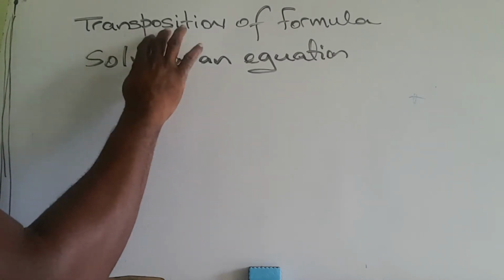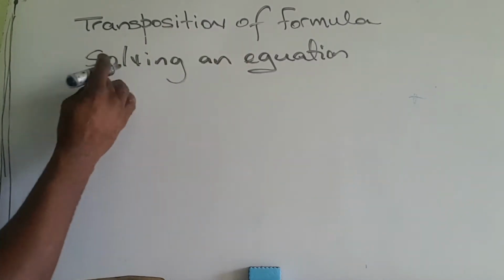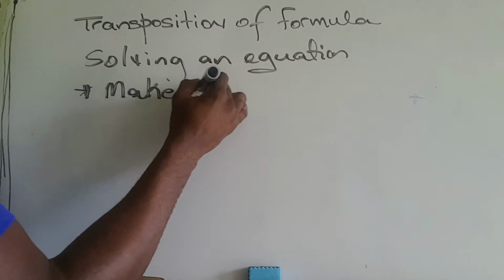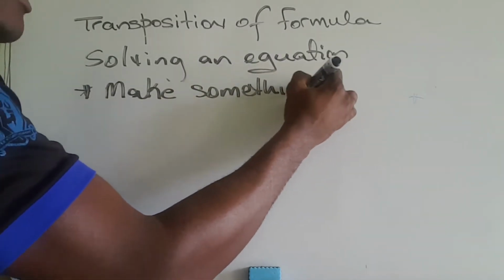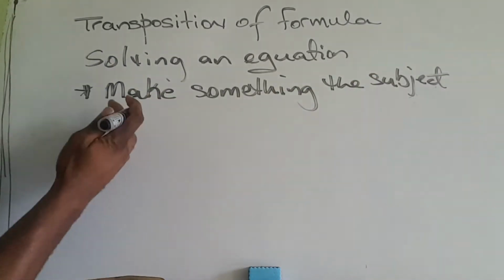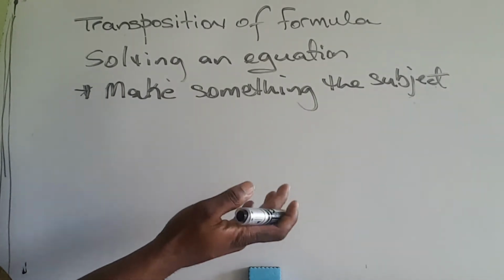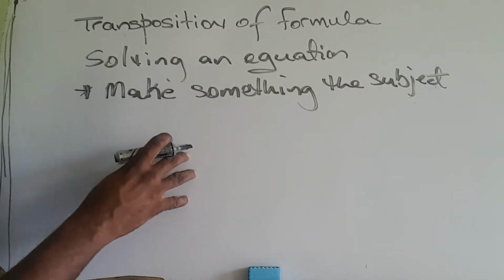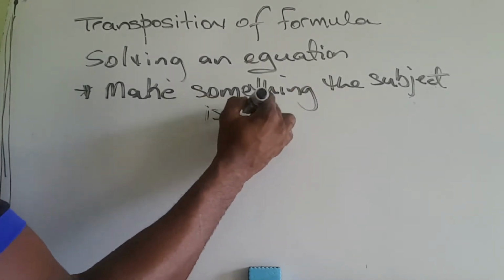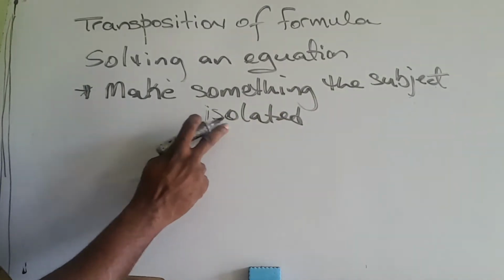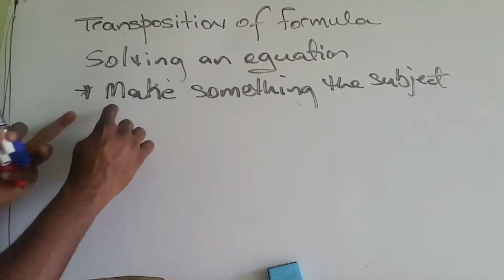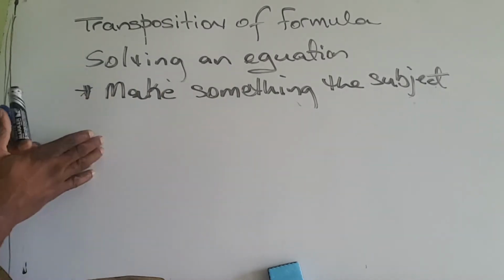Firstly, we need to understand what it means to transpose. What it means to transpose is to make something the subject. And when we say the subject, we're referring to the main idea. Make something the subject. Make it the main idea. In other words, it is going to be isolated. It's by itself. So we have to isolate that. That's what we refer to as making something the subject of the formula. We want to isolate it by itself.